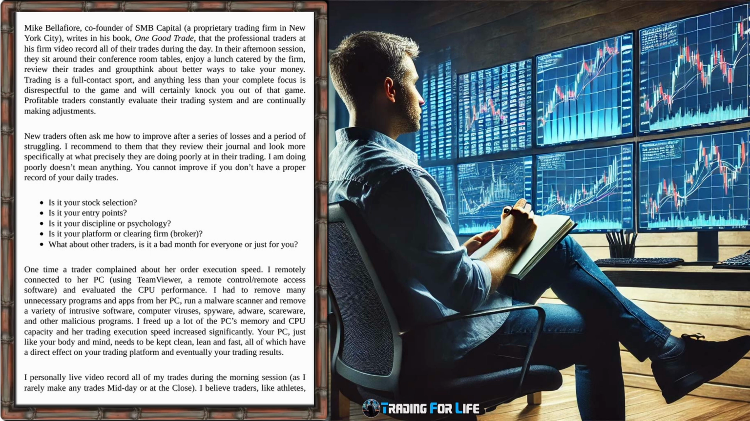One time, a trader complained about her order execution speed. I remotely connected to her PC using TeamViewer, a remote control/remote access software, and evaluated the CPU performance. I had to remove many unnecessary programs and apps from her PC, run a malware scanner, and remove a variety of intrusive software, computer viruses, spyware, adware, scareware, and other malicious programs. I freed up a lot of the PC's memory and CPU capacity, and her trading execution speed increased significantly. Your PC, just like your body and mind, needs to be kept clean, lean, and fast, all of which have a direct effect on your trading platform and eventually your trading results.